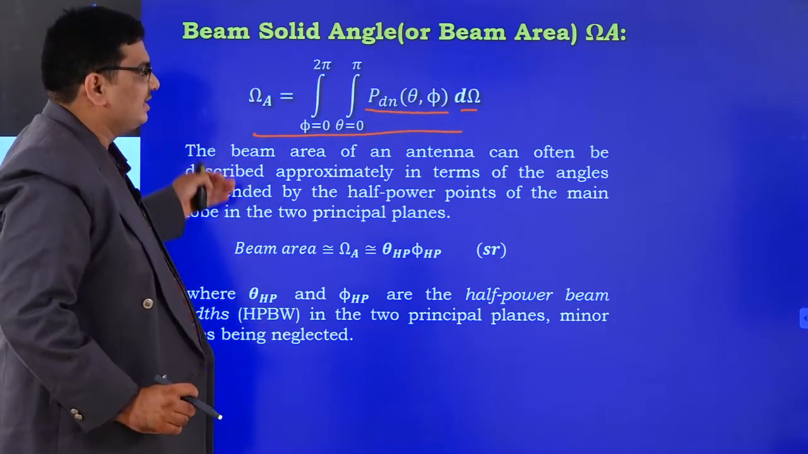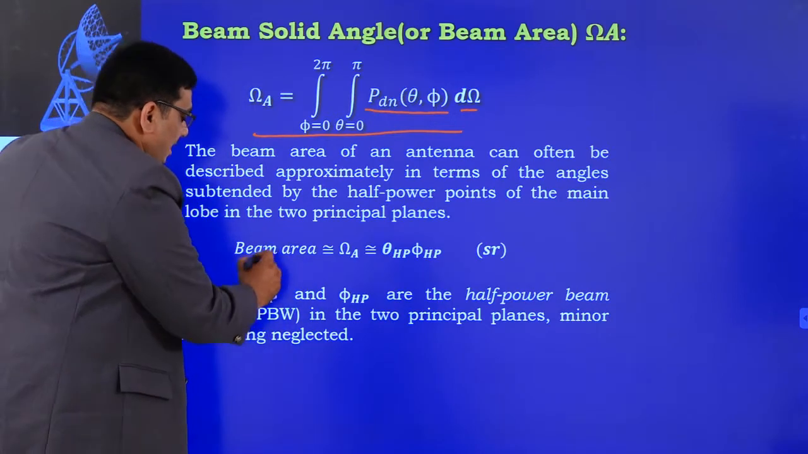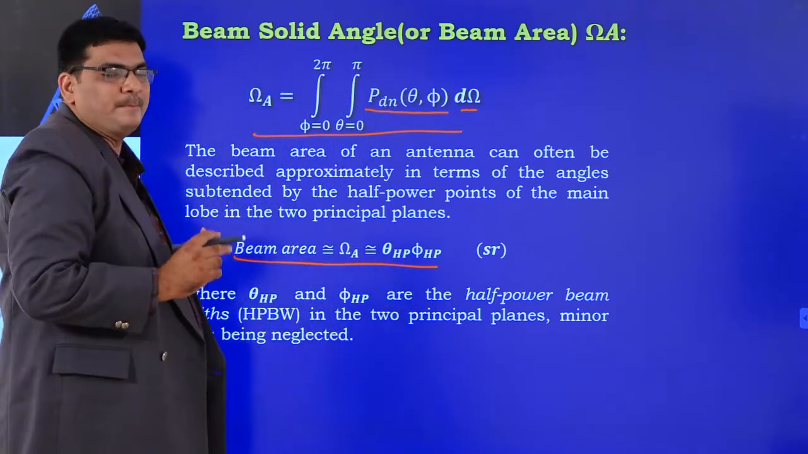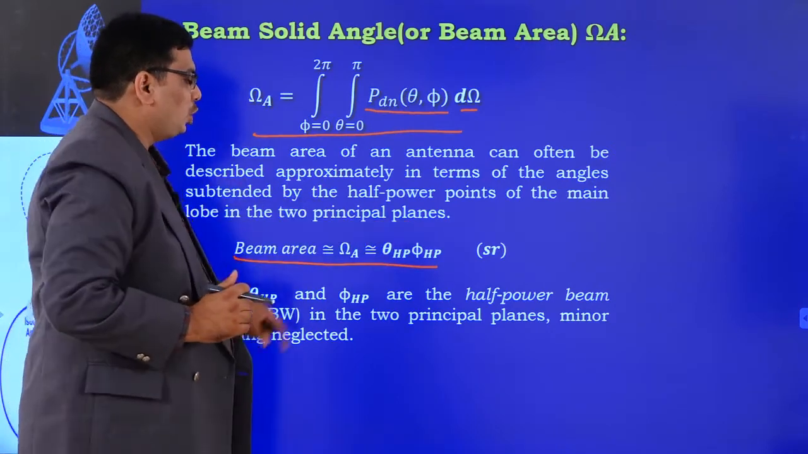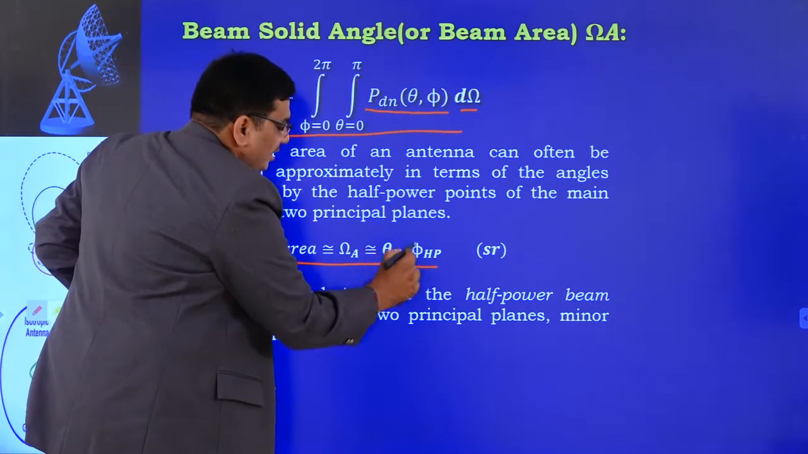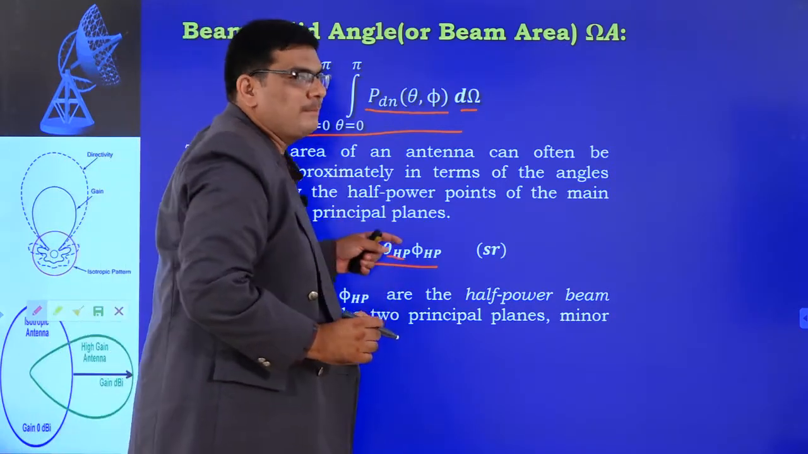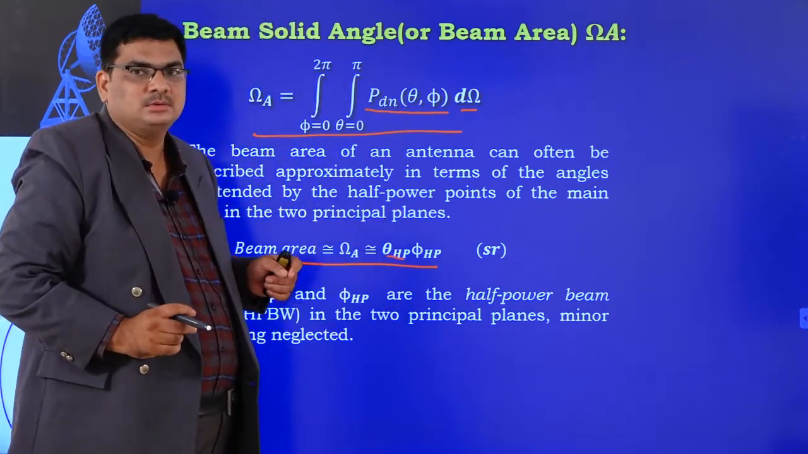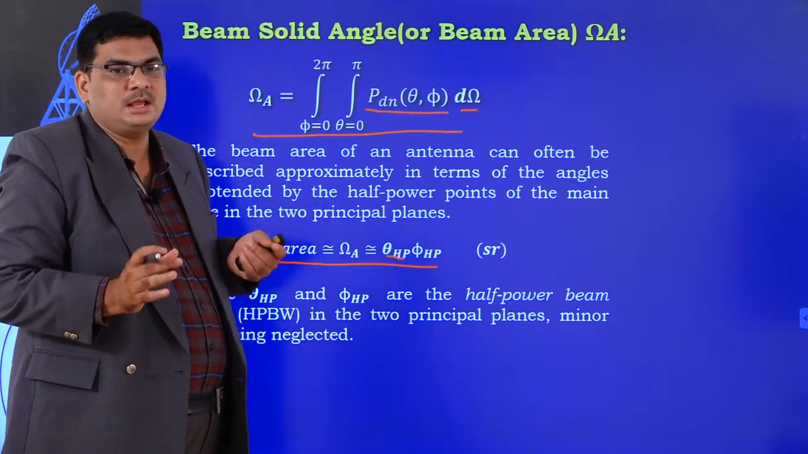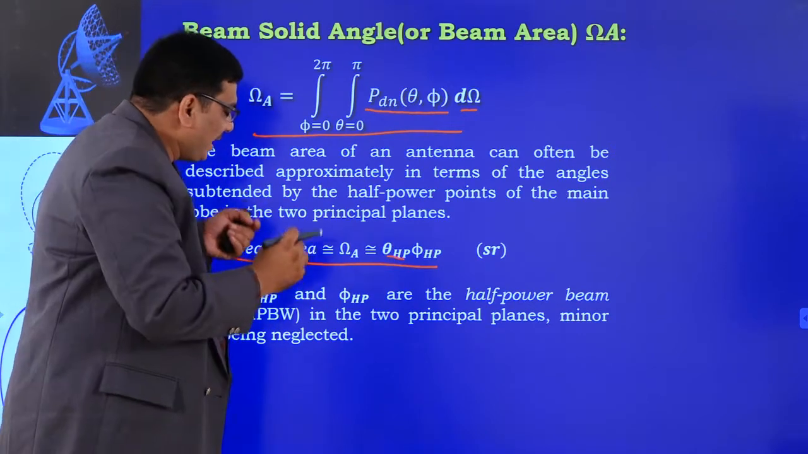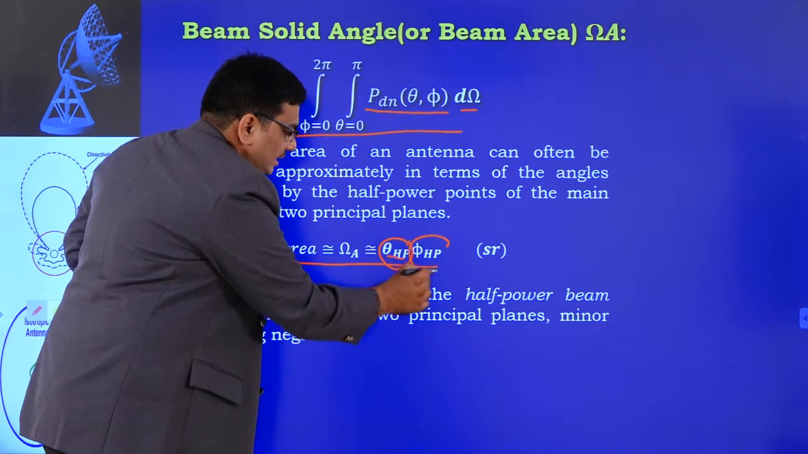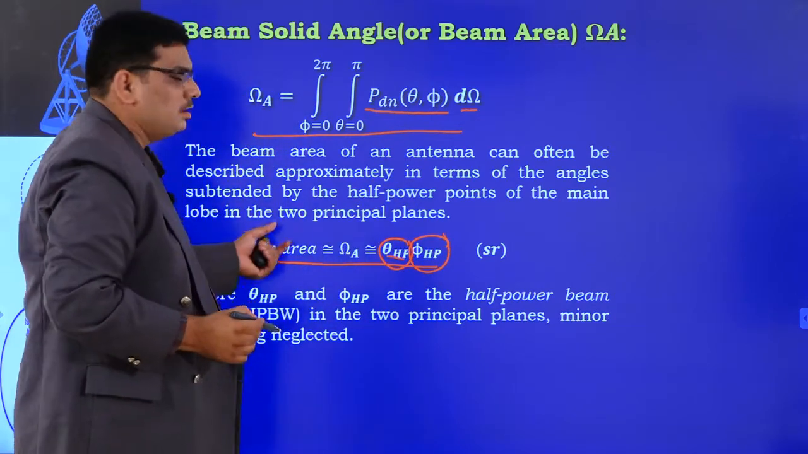Another way we can define our beam area: beam area is equal to theta HP times phi HP steradians. So what is theta HP and what is phi HP? Theta HP is the half power beam width in the theta direction and phi HP is the half power beam width in the phi direction. If you multiply those two principal plane half power beam widths, then we get our total beam area.